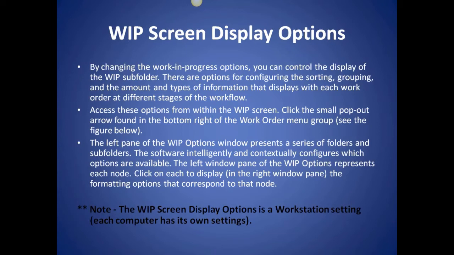You are allowed to configure these, making groups and displaying different information. So let's actually get out and take a look at it. But before I do that, I just want to draw your attention to the note at the bottom. Each of the work order or work in progress screen display options is computer specific, which means if you have 4 terminals running the software, the display options can be the same or different on each of those computers. So when you set those up, keep in mind that each computer can have its own.